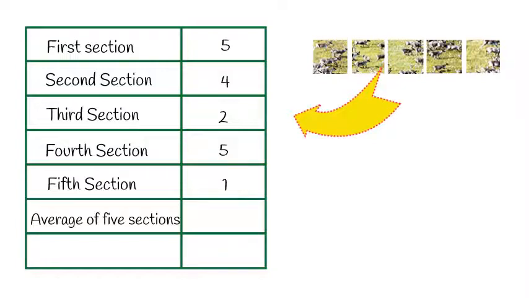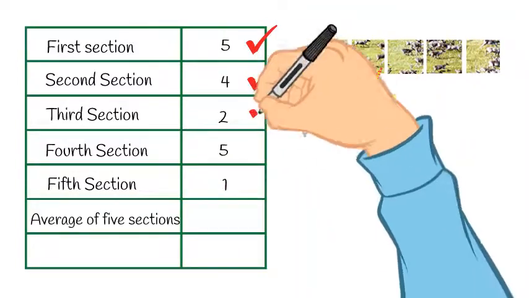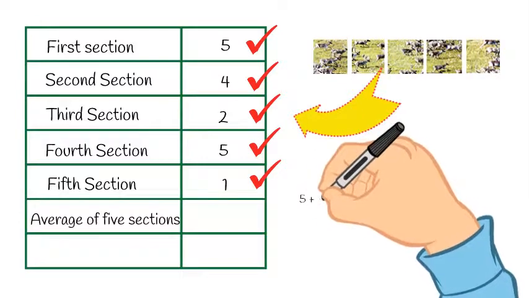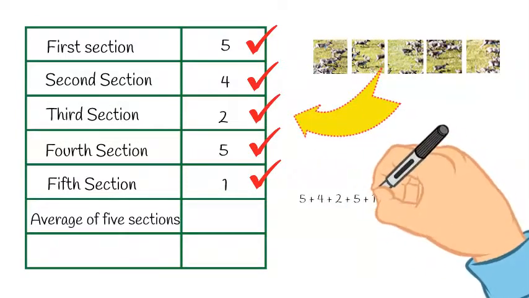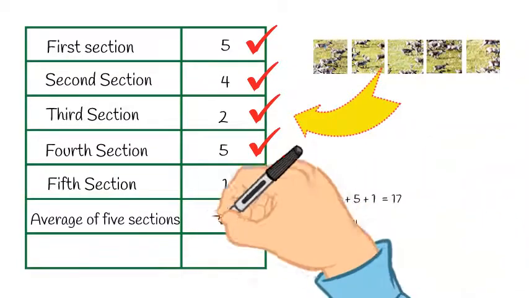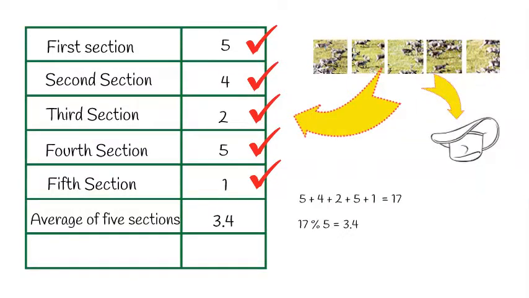How many caribou are there in total in the 5 selected sections? It is 5, 4, 2, 5, 1. Then the total number in the 5 sections is 17. So the average number in a section is 3.4. Okay, I'll put these 5 sections back into the hat for the final stage.